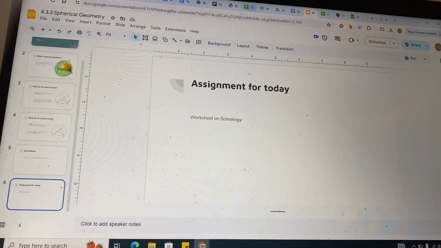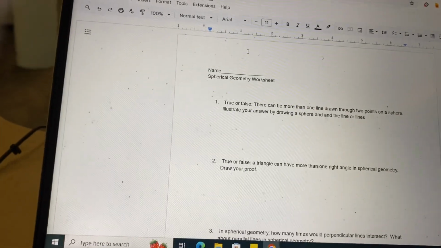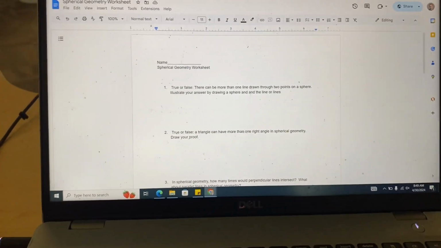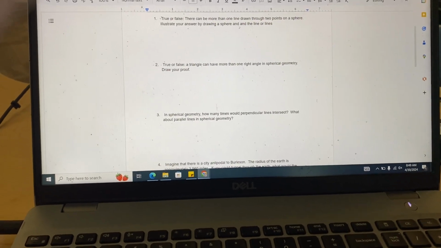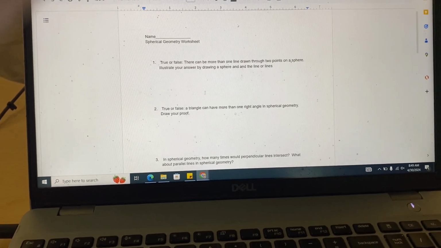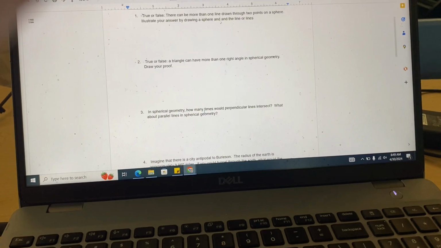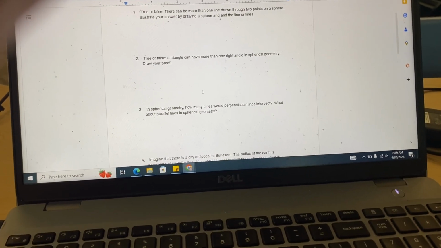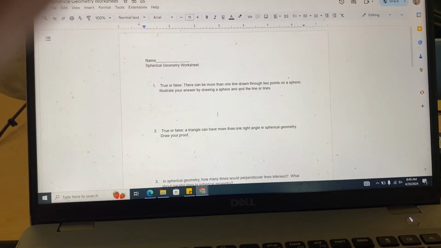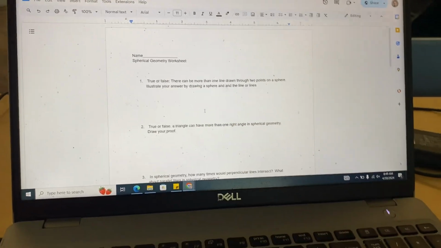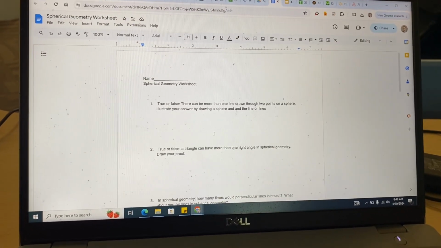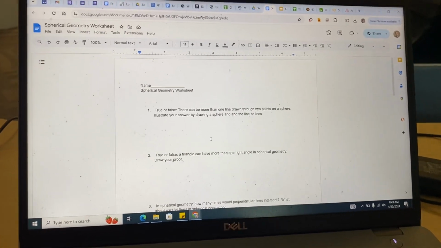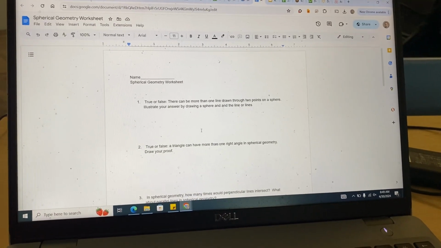Your assignment for today is this worksheet that I made, questions number 1, 2, and 3. Questions number 1, 2, and 3 are asking you to draw a sphere, kind of illustrate what's going on with those. So I did download this as a PDF, and I'm going to upload it as a PDF so that you can use Cami and you can just go ahead and draw on that for what you're going to turn in.